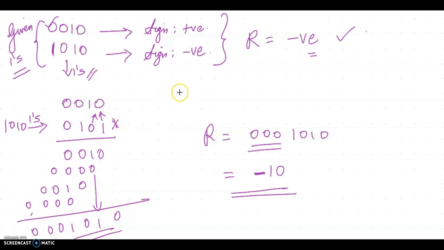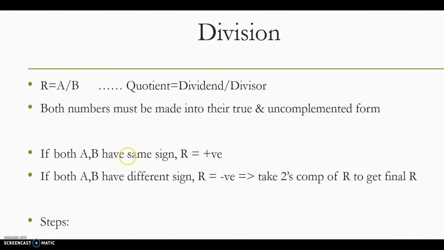Okay. So in this way, whichever signed magnitude form or 1's complement or 2's complement you are given, follow the exact same procedure. Just be careful on how you obtain the true and uncomplemented form of the negative number. So that's how we do multiplication of binary numbers. Next we come to division.